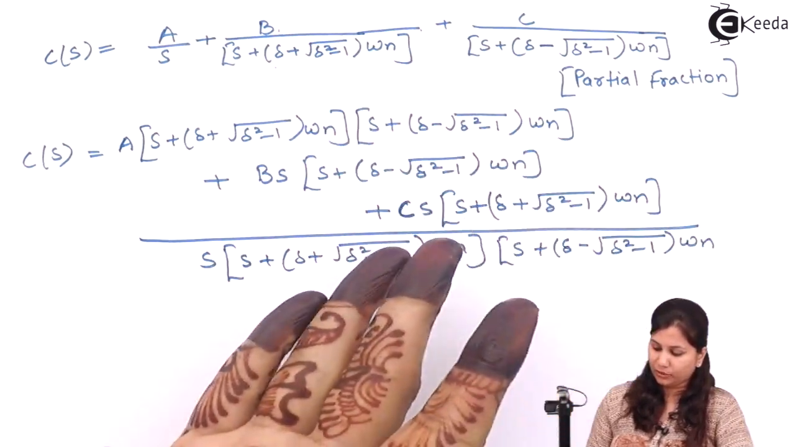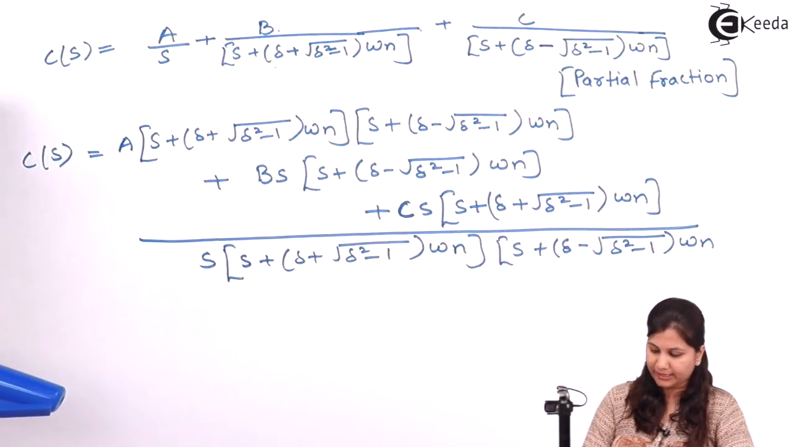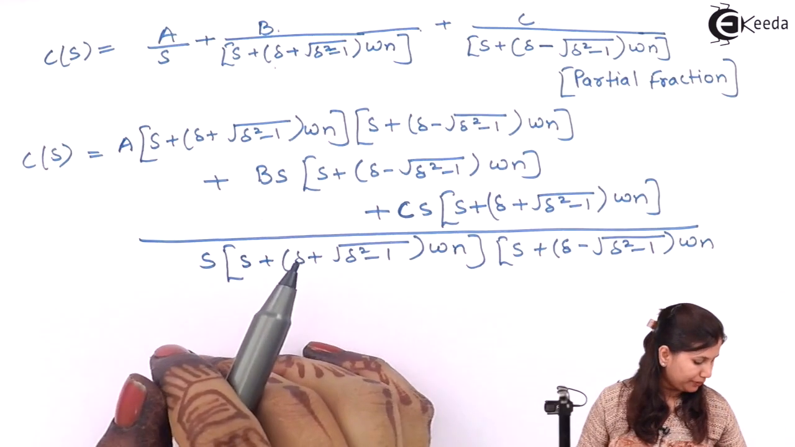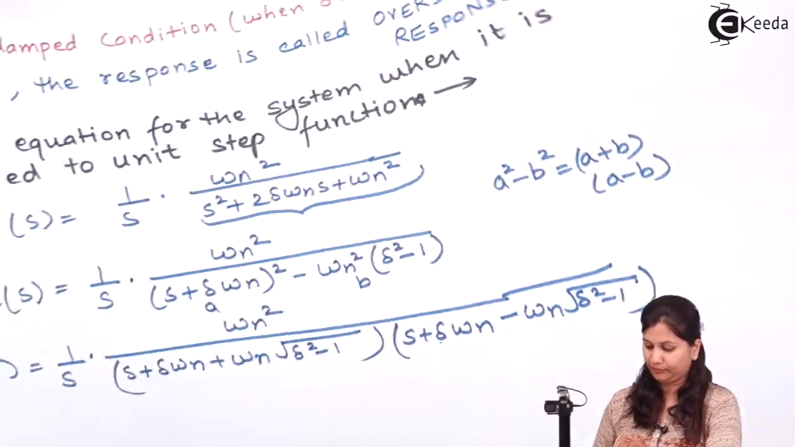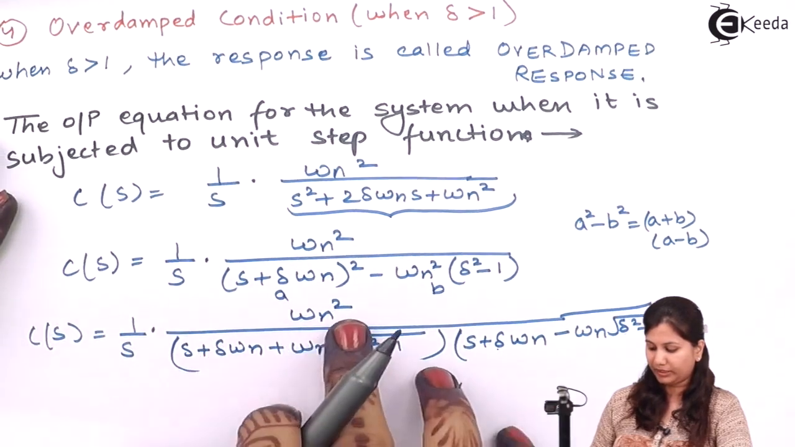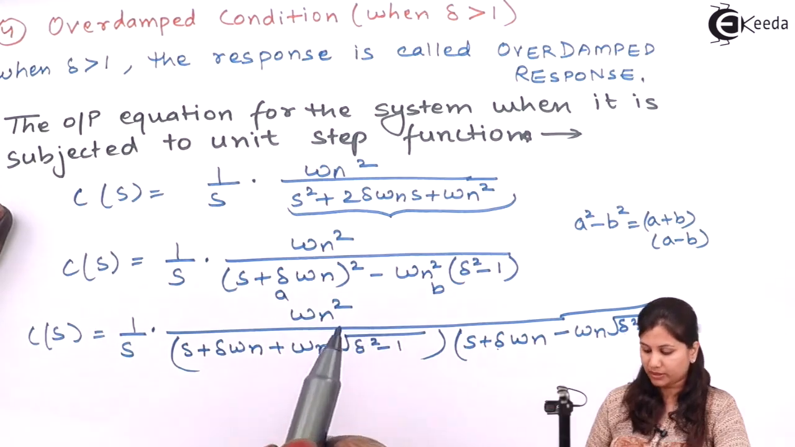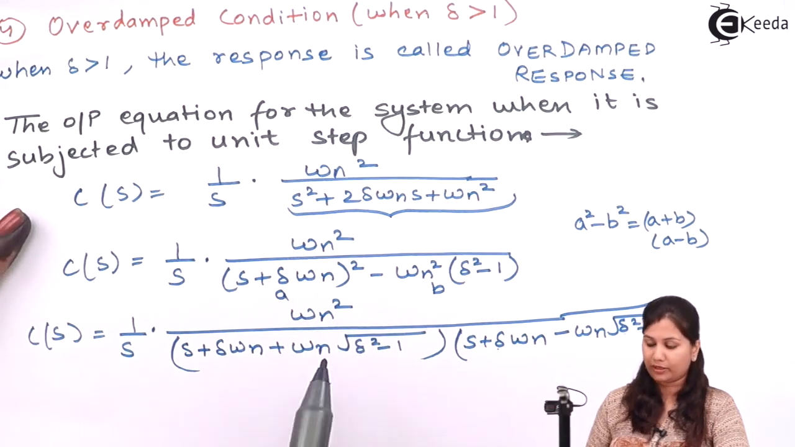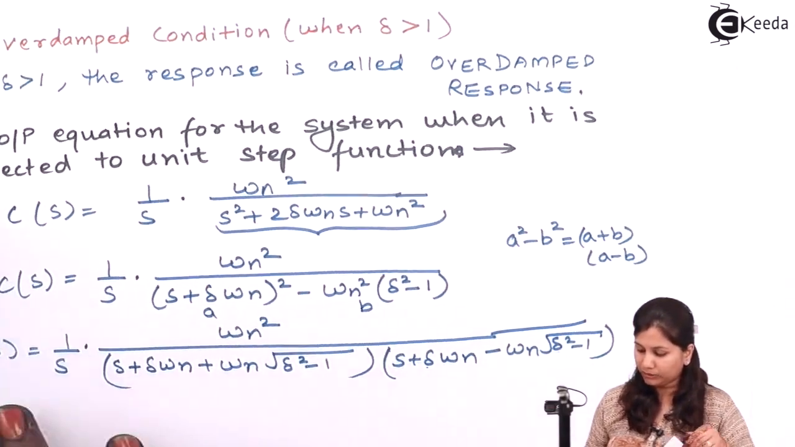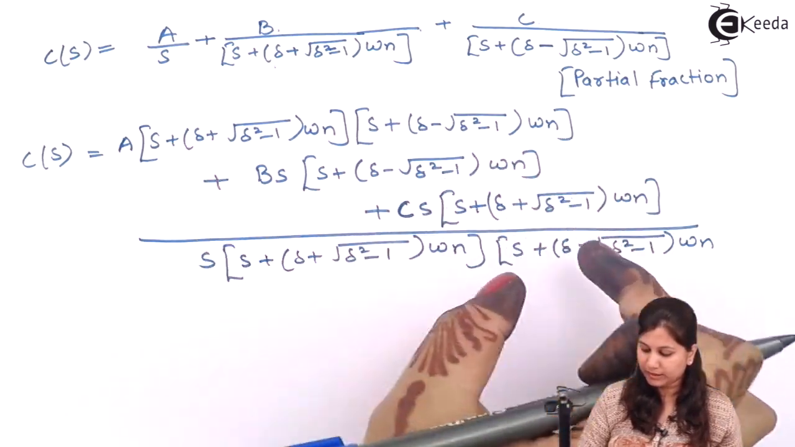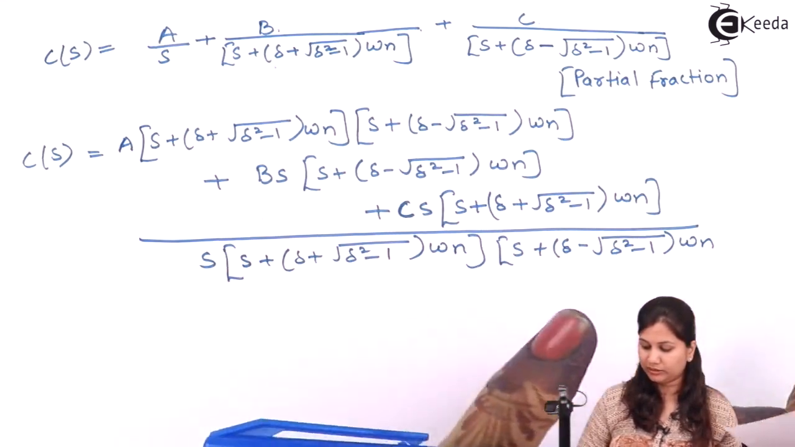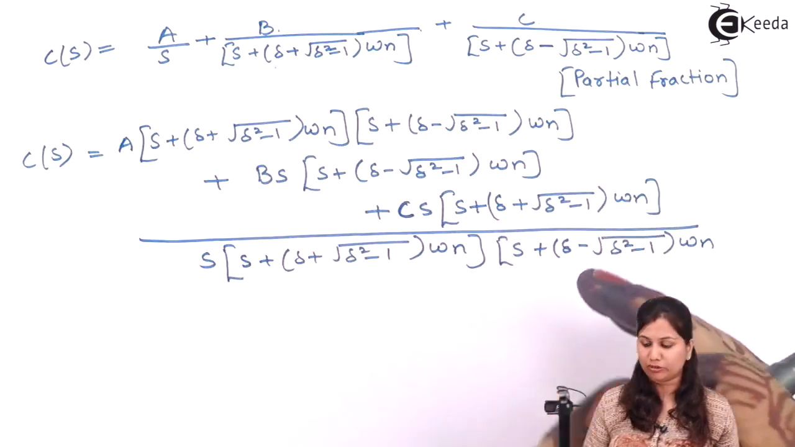Now if we equate this term with C(s), which we have already obtained here, 1 by s dot omega n square, in the numerator we are having only a constant value, omega n square. Okay, and all the other terms, these three terms, will be equal to 0.